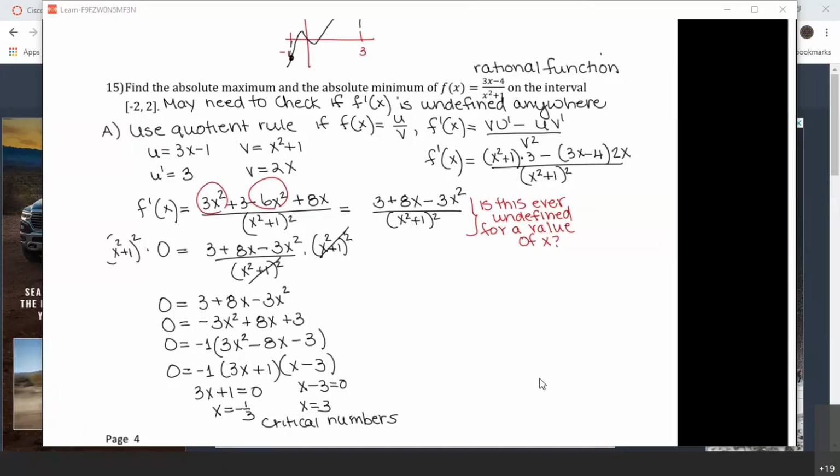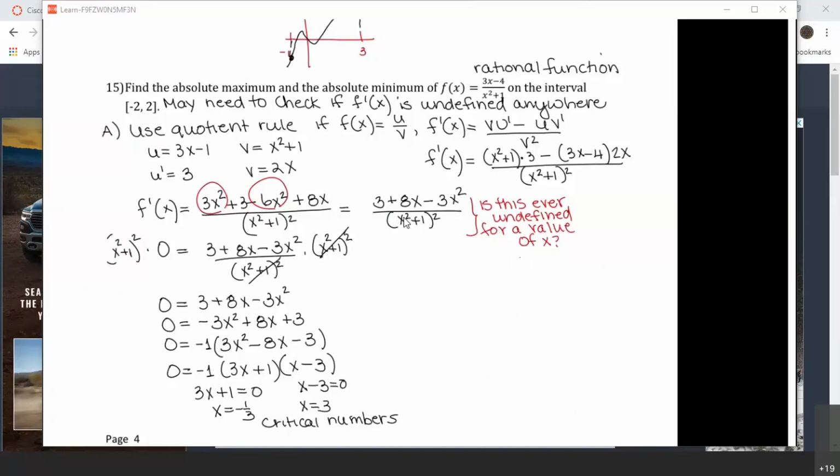Because of the squaring, and because of the plus sign, the denominator can never equal 0. You ought to be able to tell that. The only way you'd be able to make this 0 is if you plugged in an imaginary number, and we're not working in the imaginary number system.